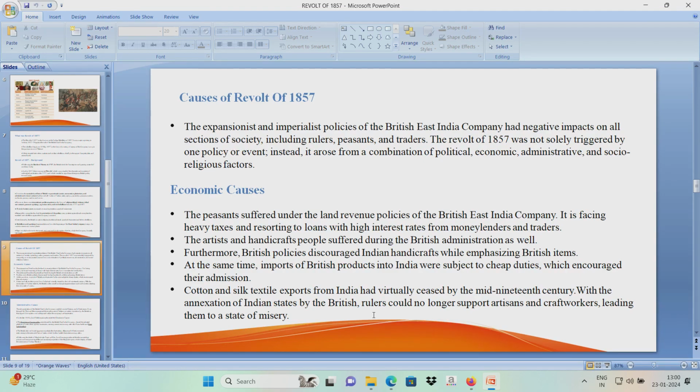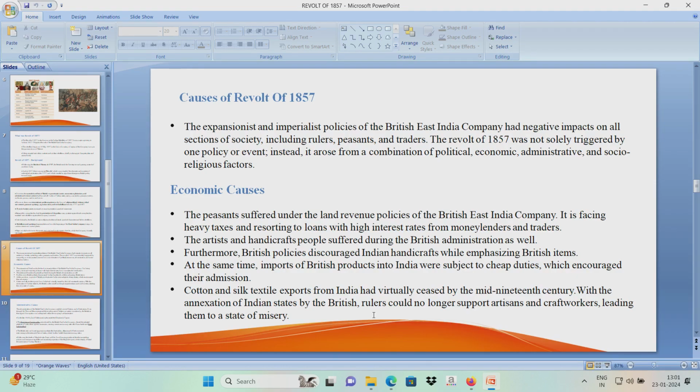The first cause is economic causes. The East India Company's colonial practices shattered Indian society's conventional economic foundations. Due to severe taxes, peasants were forced to take out loans from moneylenders and traders at excessive interest rates, and the latter frequently evicted the farmers from their property for non-payment of the loan. So the zamindar system, which had been in place for a long time, had to be dismantled.